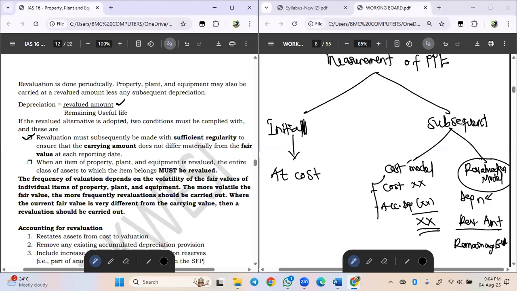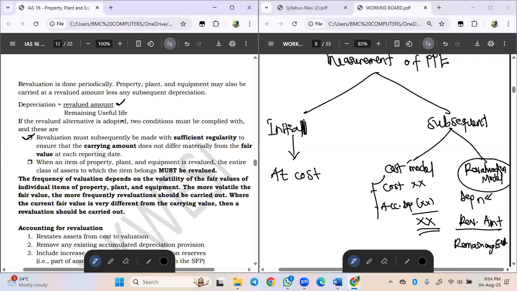And the second condition is what? When an item of PPE is revalued, the entire class of assets to which that item belongs must be revalued. So all of these they are reading, but in actual workings, you are not going to see them. But that's the condition they are trying to say.